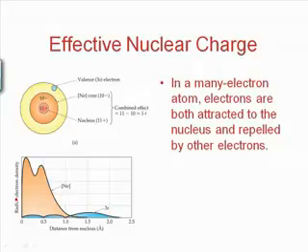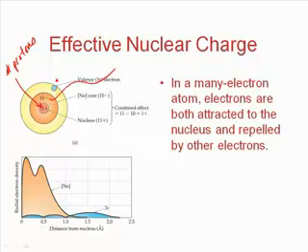Effective nuclear charge is the attraction or pull that is experienced by the electron from the positive charge of the nucleus. And there are two things that can affect this. One, like we see here, is the number of protons that are in the nucleus, and the other is the number of electrons that are in between this outermost electron and the protons in the nucleus.